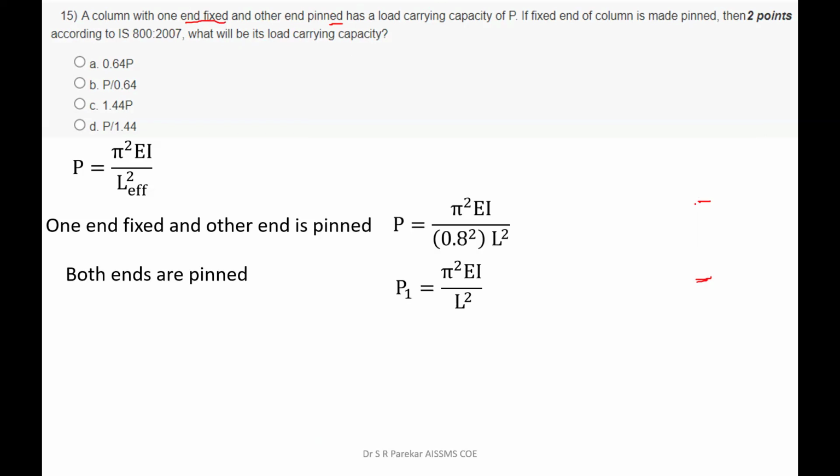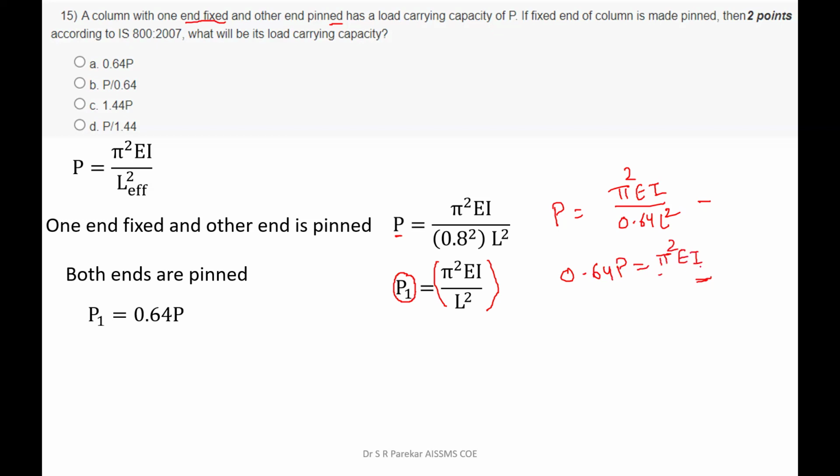So with both ends pinned, P1 is pi square EI upon L square. What will be its load capacity? We have to find it in terms of P. So P1 equals 0.64 P, because we have to find the value of P1. With pin, the load capacity is pi square EI upon L square. If we solve it, P equals pi square EI upon 0.64 L square, and then 0.64 P equals pi square EI upon L square. We put that value over here and get P1 equal to 0.64 P. So the option is A.